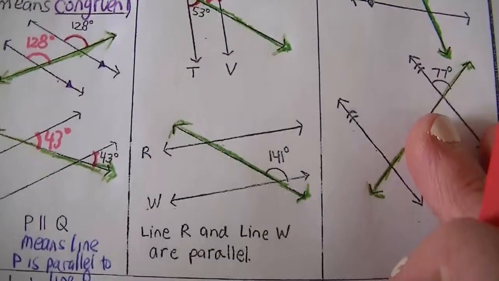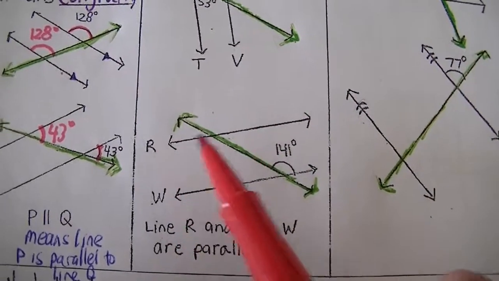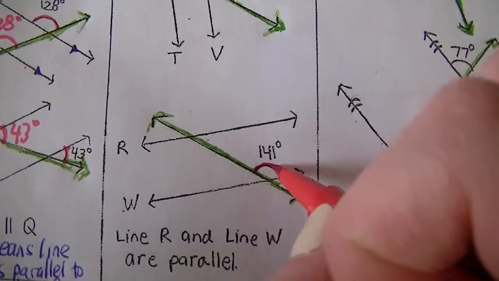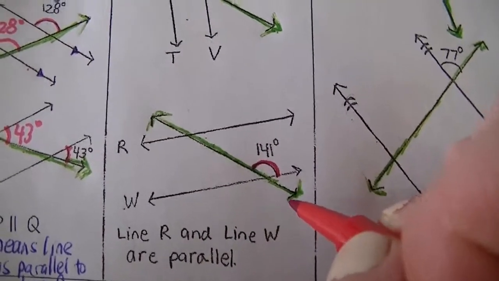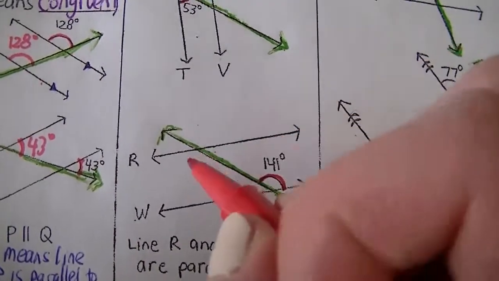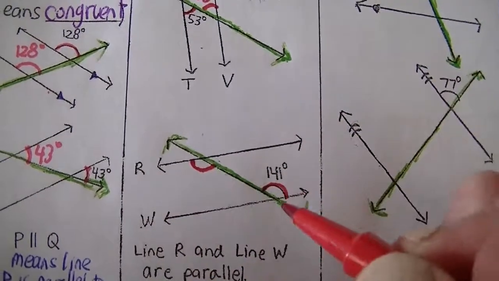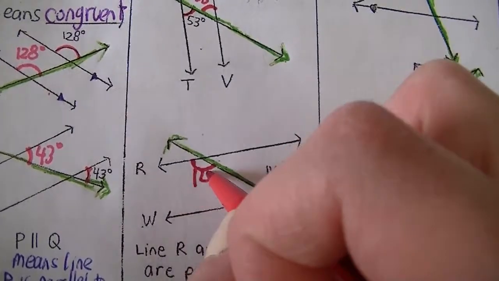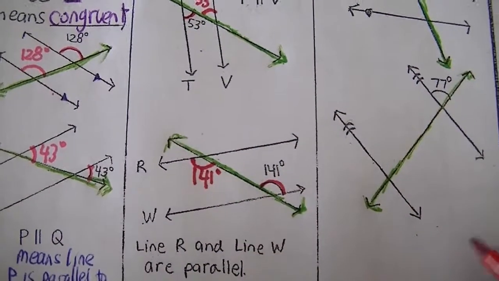Okay, the next example down here. Look, R and W, those lines are parallel to each other. So this angle is 141 degrees, and its alternate interior angle is this guy right here. And since the lines are parallel, alternate interior angles are congruent, so this would be 141 degrees also, okay?